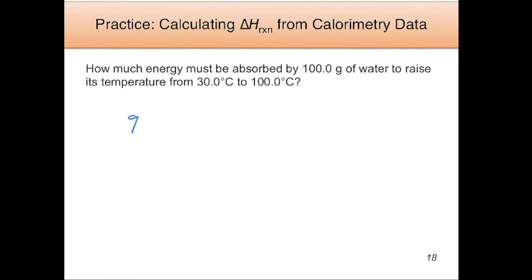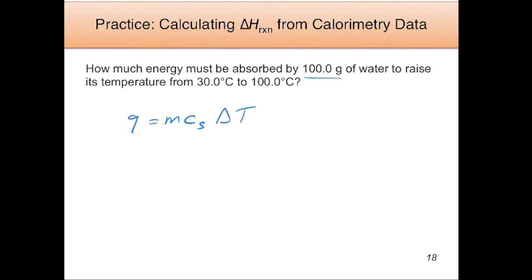If we're adding energy to the system and we're trying to heat it up by a specific amount, we're going to be needing the heat capacity. Since we're using a mass in the question, 100 grams, we'll use the specific heat capacity. And also, since we have mass, we're going to have to multiply by mass. And we have our change in temperature, which is 30 degrees Celsius to 100 degrees Celsius.